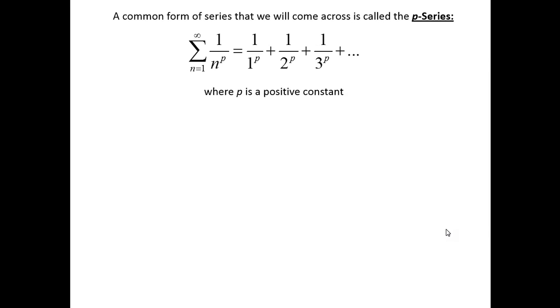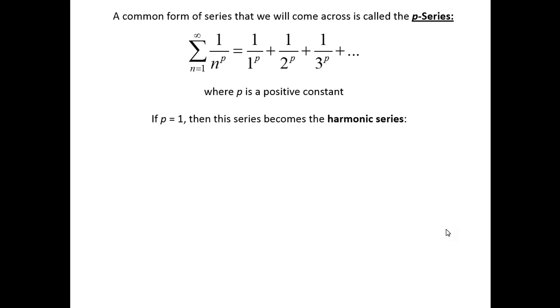Okay, so the next thing I want to talk about is another common type of series we'll come across, which is called a p-series. So a p-series is a series in the form 1 over n to some power p. P just has to be a positive constant. It can be a fraction, a radical, I suppose, but it just has to be positive.